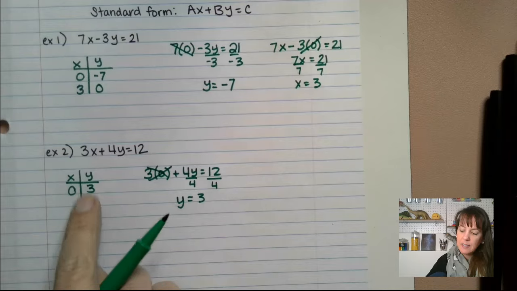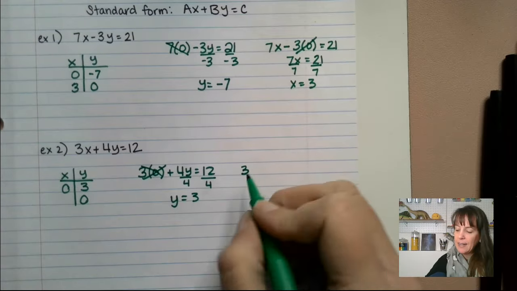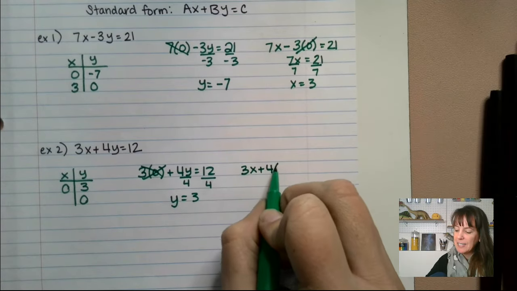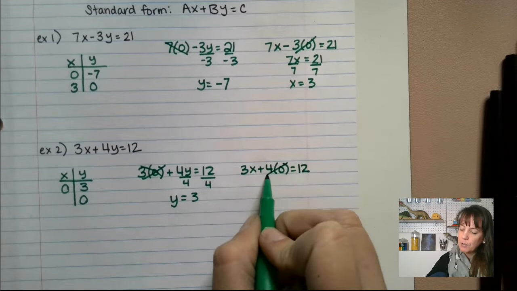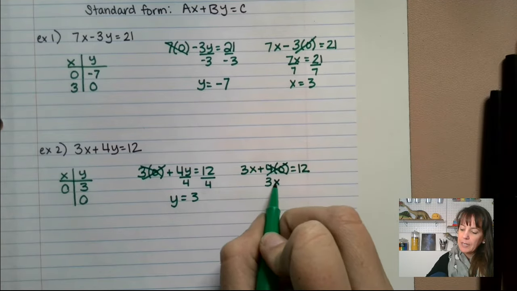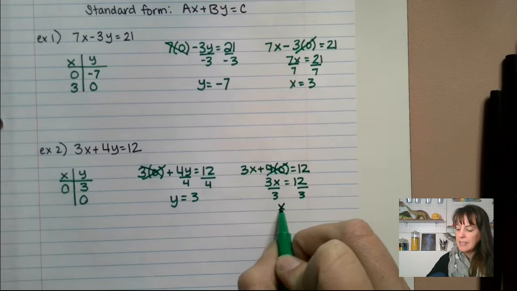Next one is setting y equal to 0. So 3x plus 4 times 0 equals 12. Anything times 0 is 0, so kablam. We're left with 3x equals 12. Divide both sides by 3, we get x equals 4.